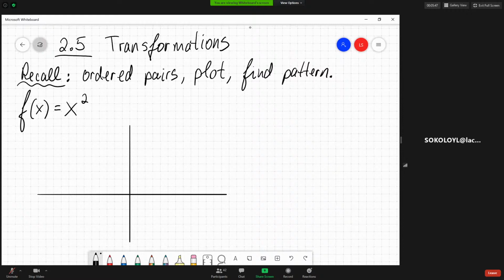On our coordinate plane, we would have (0, 0), (1, 1), (2, 4), (3, 9), and negative 1 would still be 1, negative 2 would still be 4, negative 3 would still be 9. And when we connect these with a nice smooth curve, the resulting graph is that of a parabola, one of our functions that we found in the library of functions in 2.4.